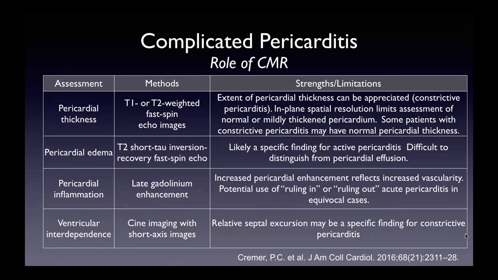And then, of course, you get signs of constrictive physiology, similar to echocardiography, you get ventricular interdependence, that septal excursion that increases with inspiration, that may be a specific finding for constrictive pericarditis, or at least constrictive physiology.